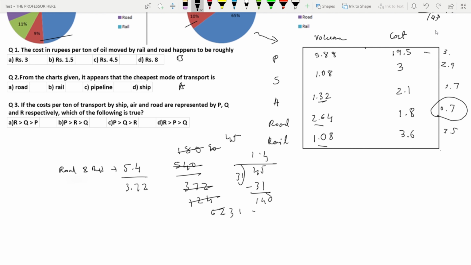Last question. If the cost per ton of transport by ship, air and road are represented by P, Q, R. Ship is represented by P, air is represented by Q, R represents road. So cost per ton is represented by P, Q, R. Which of the following is true? So if you look at the approximate cost per ton we have already done, you can see that P is greater than Q is greater than R. So option C is the answer.